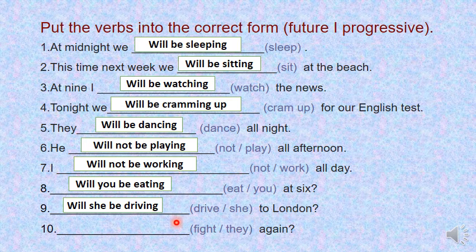The last sentence. Fight. They again, and question mark means it's an interrogative sentence. So we can write like this: will they be fighting again? I'm sure students, this practice helped you to learn and understand the structure of future continuous tense. Try to practice this more at home.